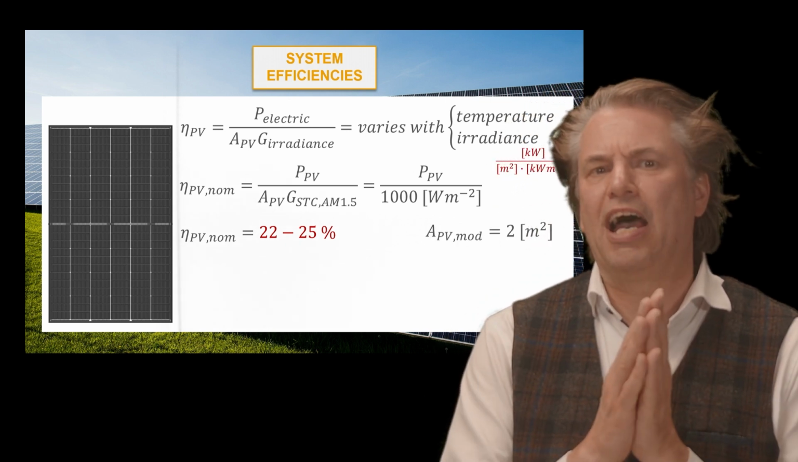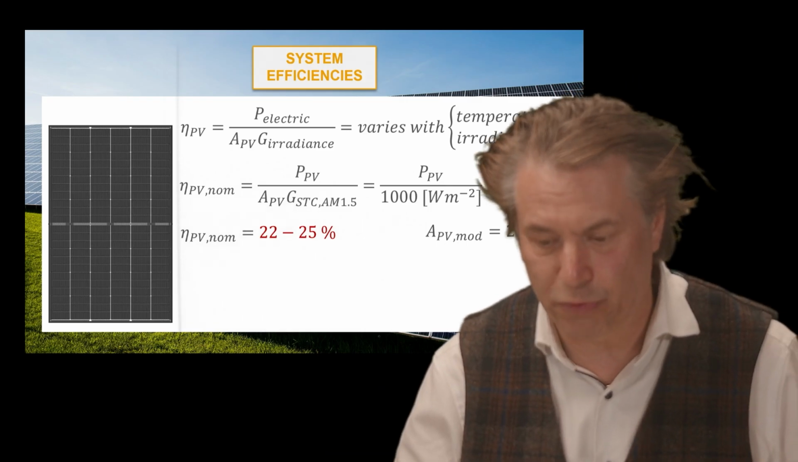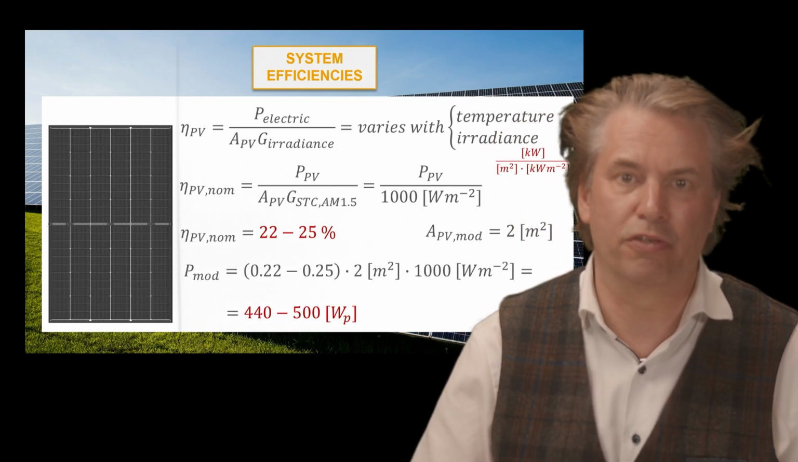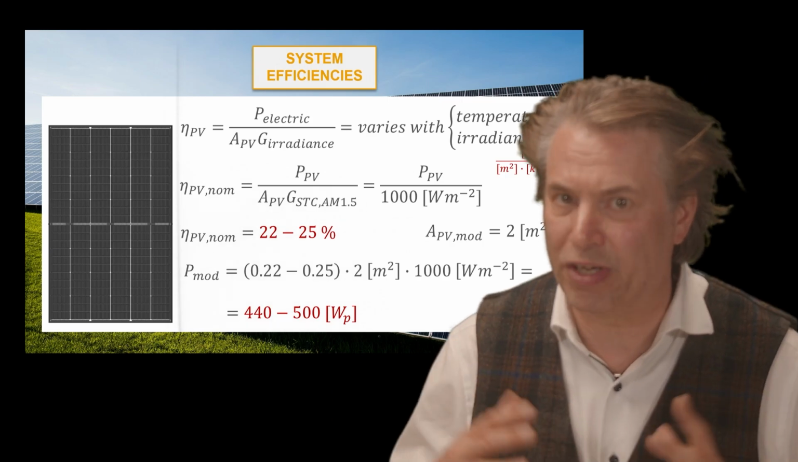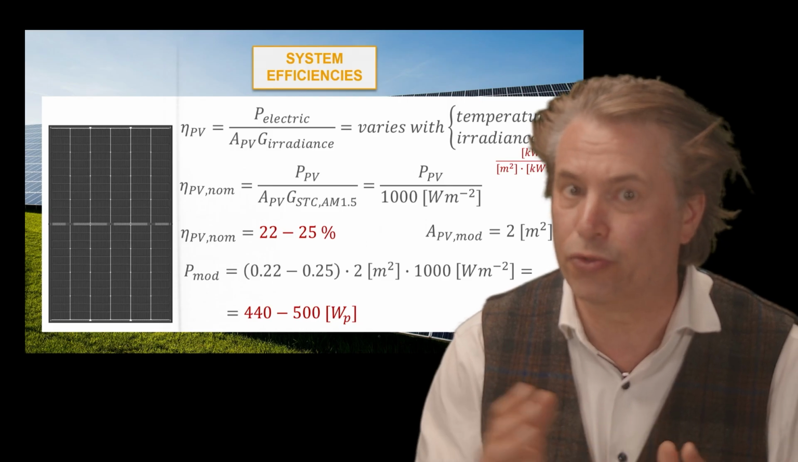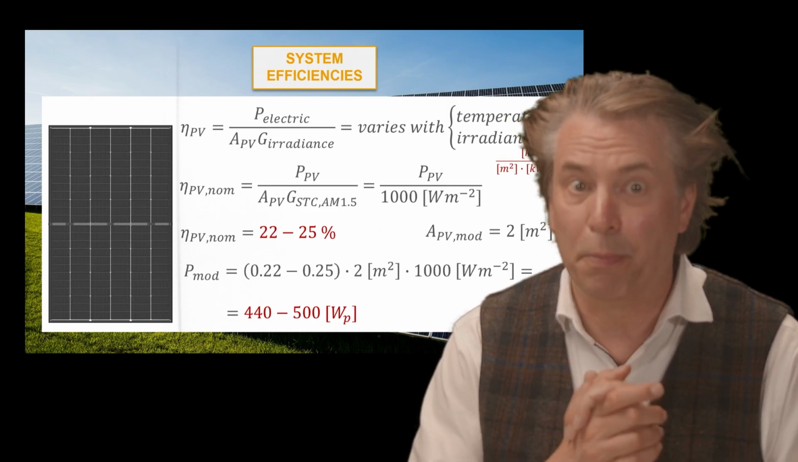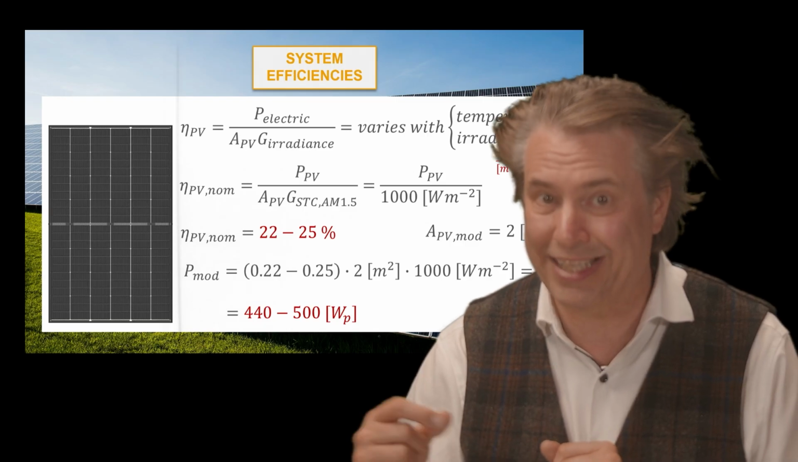Let's assume we have commercial modules with a size of 2 square meters, which is getting close to the real modules available nowadays. Taking the typical efficiencies of 22 to 25%, the nominal output of these modules would be 440 to 500 watt peak. The peak stands for the fact that the module is operating under standard test conditions.